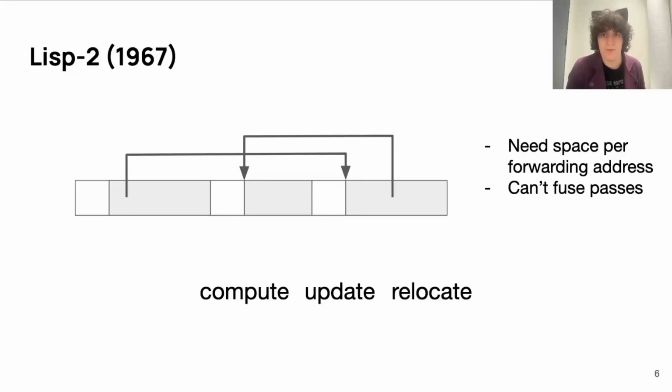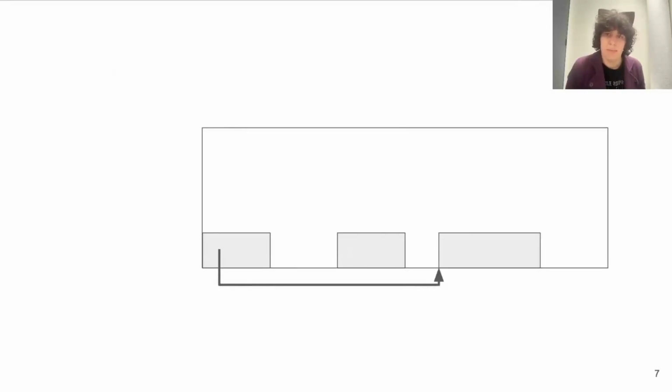We also can't reorder or fuse any of the passes together. In particular, we can't both update references and relocate the objects in the same pass, because we need the object and its forwarding address to be in the original location in order to retrieve the forwarding address given a reference pointing to the old address. So, could we somehow compute forwarding addresses on the fly without storing the addresses anywhere?